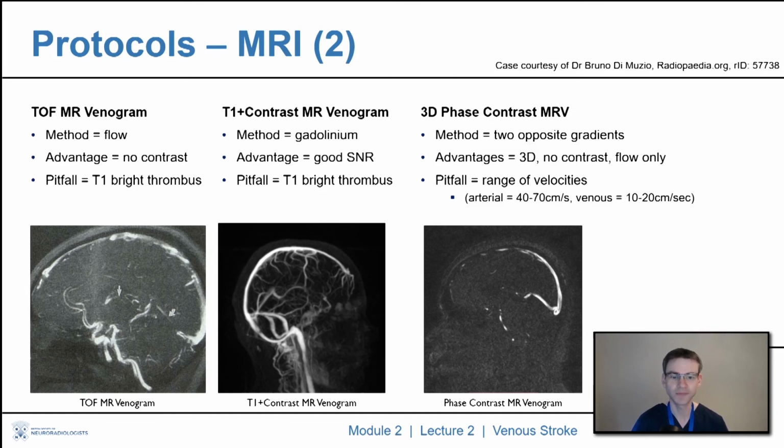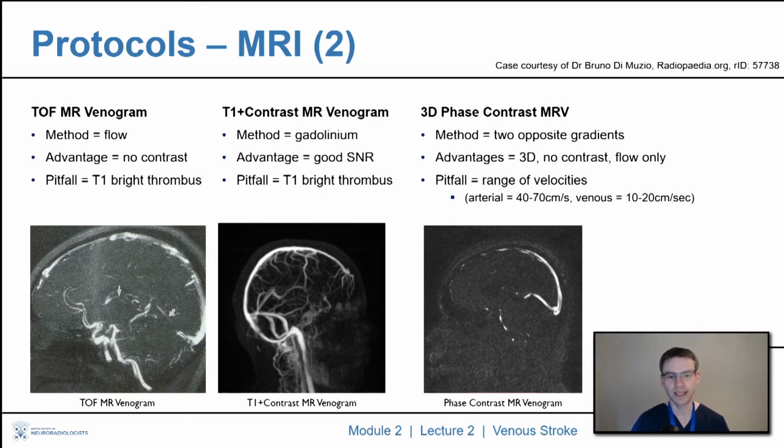So we apply two opposite gradients to null out the signal from anything that's stationary, and any moving spins will give us signal. And again, this involves no contrast and shows us flow signal. The real advantage here is that it's not susceptible to these effects from anything that is T1 bright, so it's really just showing us the flow in the vessels.